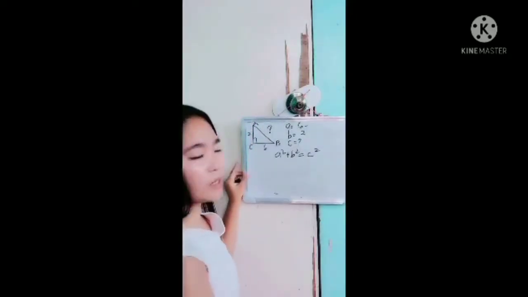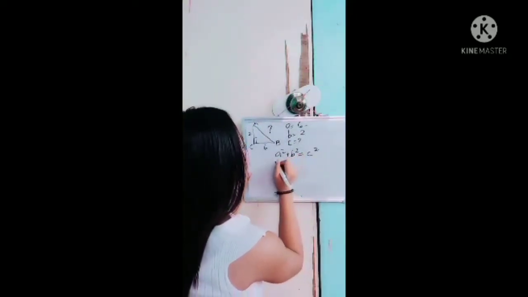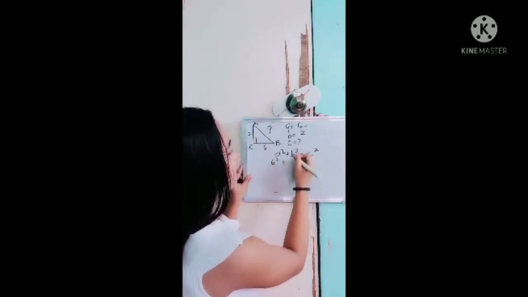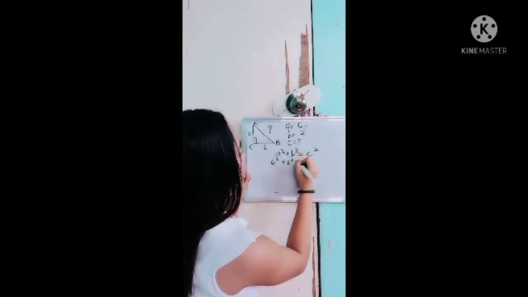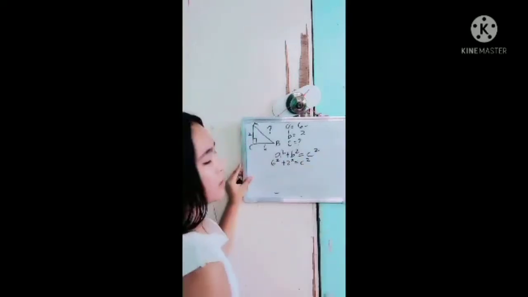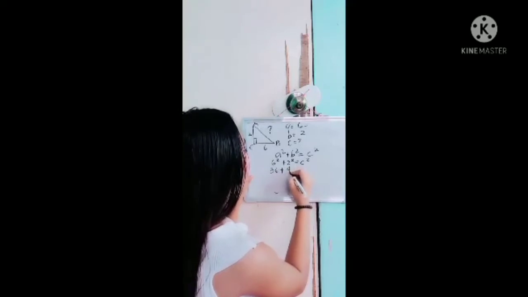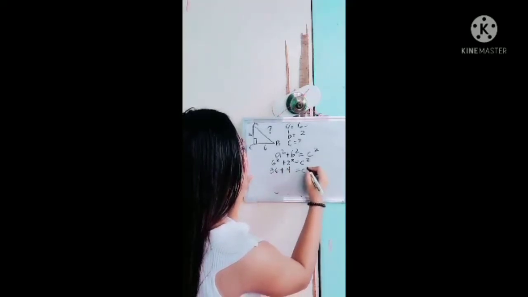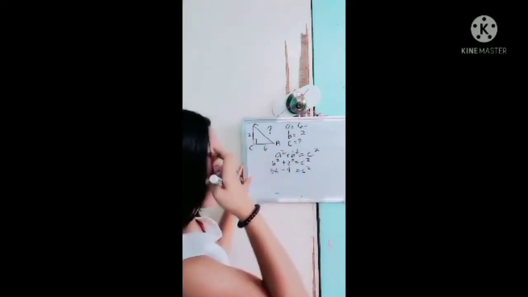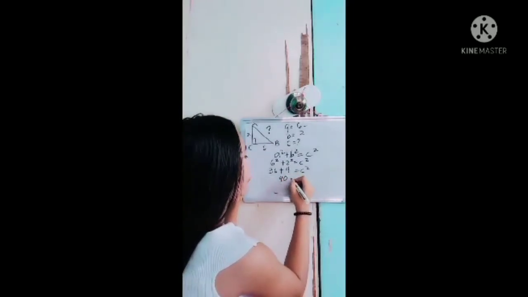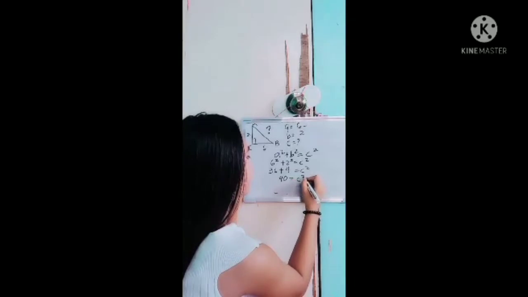So substitute the given: a is equal to 6, plus b is equal to 2. c squared is equal to 6 squared, which is 36, plus 2 squared, which is 4, and is equal to c squared. 36 plus 4 is equal to 40, c squared.